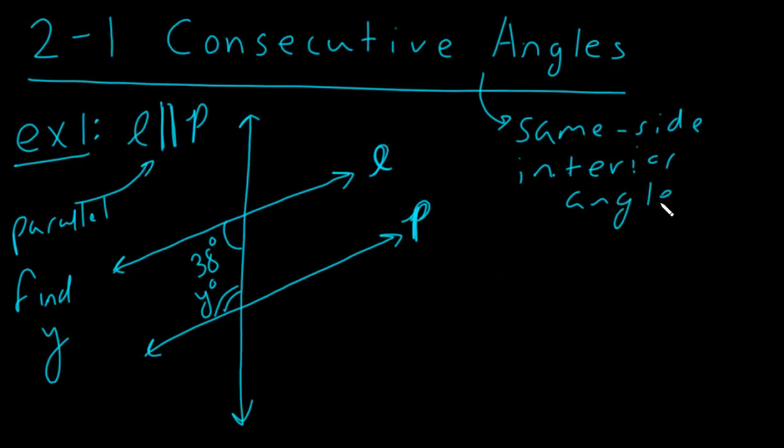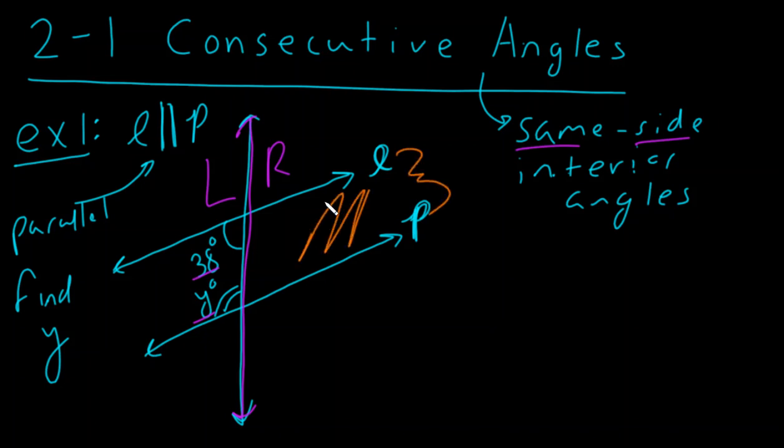Now, what are same side interior angles? Well, let's note some things. One, here is our transversal, and here is the left of our transversal, and here is the right side of our transversal. So you'll notice that 38 and Y are both on the left, so they are on the same side of the transversal. Now also, when you look at these two lines, this space in between is essentially what we would call the interior. We talked about that in our previous lesson. So we know that they're on the same side interior.